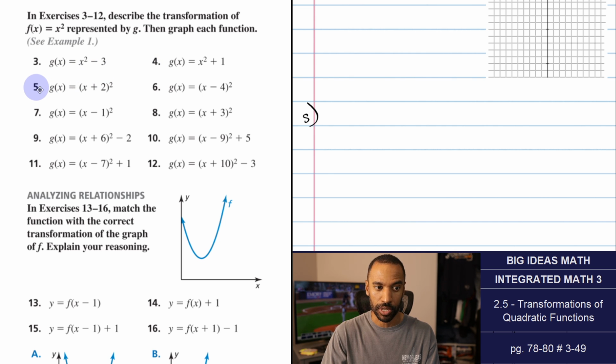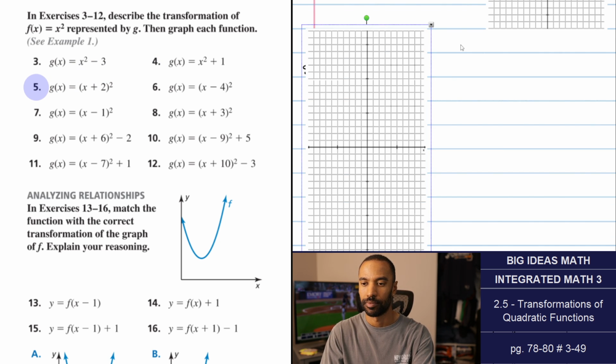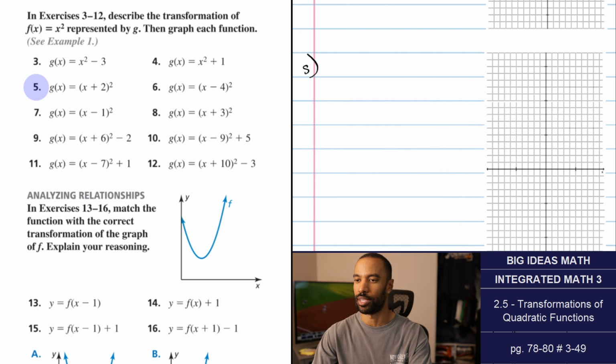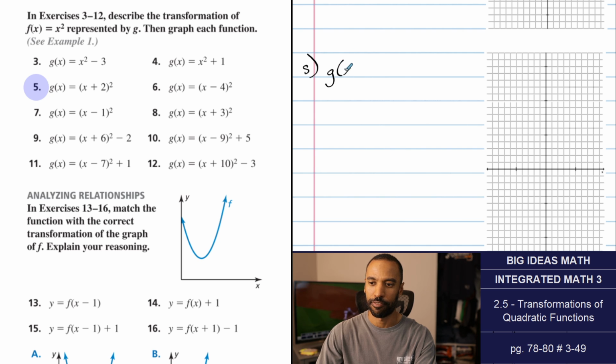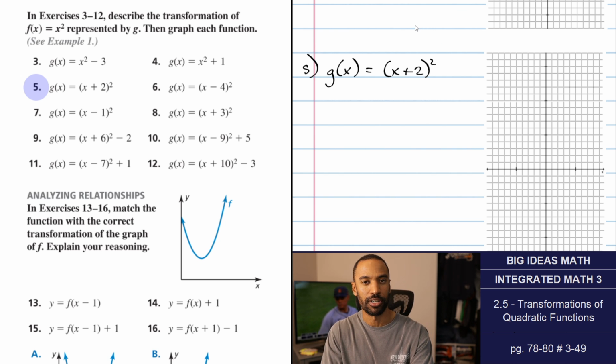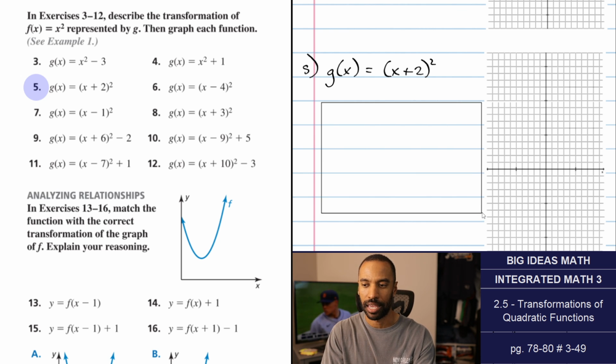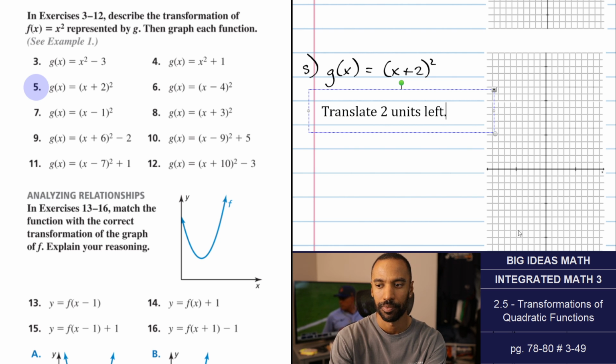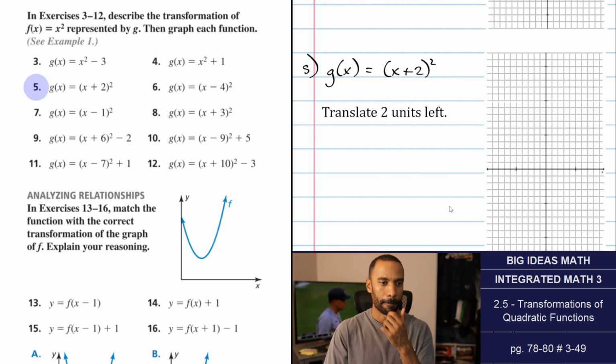Just be thankful we're not using a table on top of it. And thankful we're doing the reflection pieces instead of also recalculating those. This one says, on number 5, g of x equals x plus 2 quantity squared. That is inside of there. That gives you a vertex of -2, 0. By -2, that means we're translating to the left. Translate 2 units left. And that is the transformation of this guy.